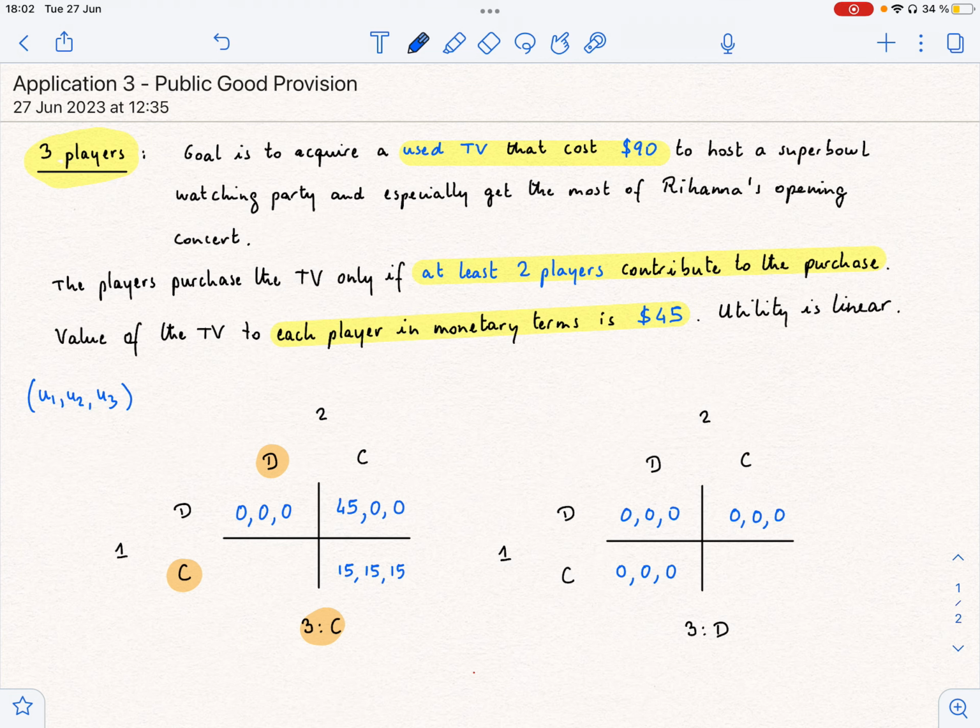This time player 2 is a free rider. So player 1 is getting a net benefit of 0. Player 2 is getting a net benefit of 45 because they get the benefit of the public good without any contribution, and player 3 gets the benefit of 0.